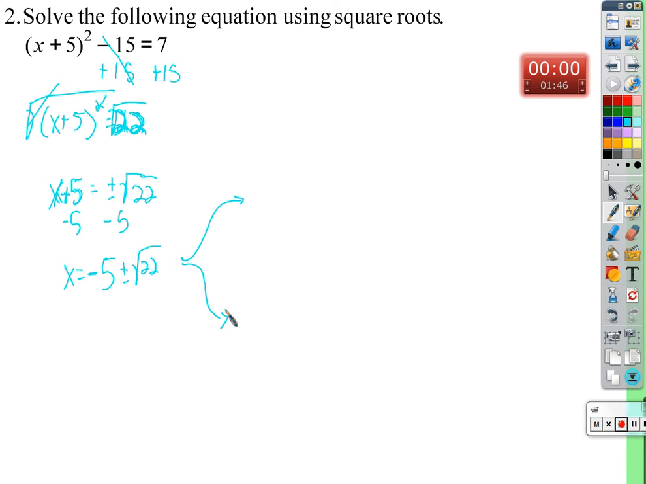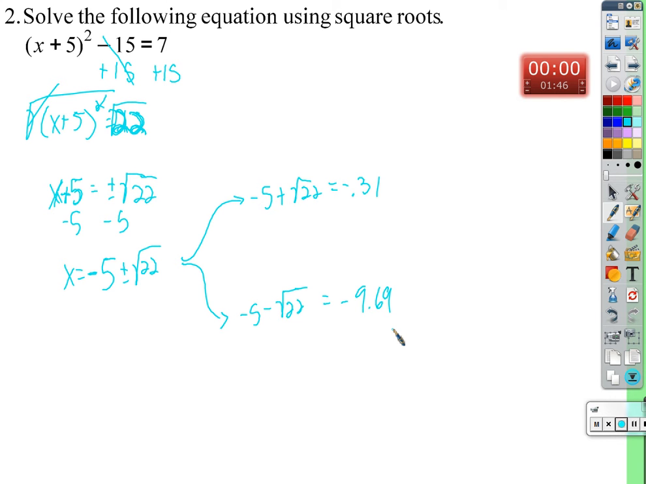The decimal's fine, yeah. So if we did negative 5 plus the square root of 22, that's negative 0.31. Negative 5 minus the square root of 22, negative 9.69.